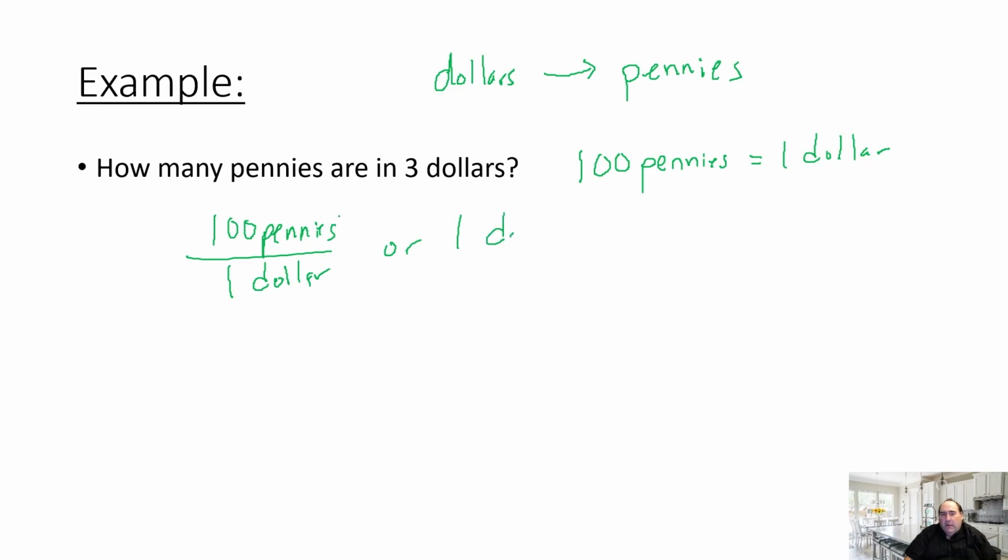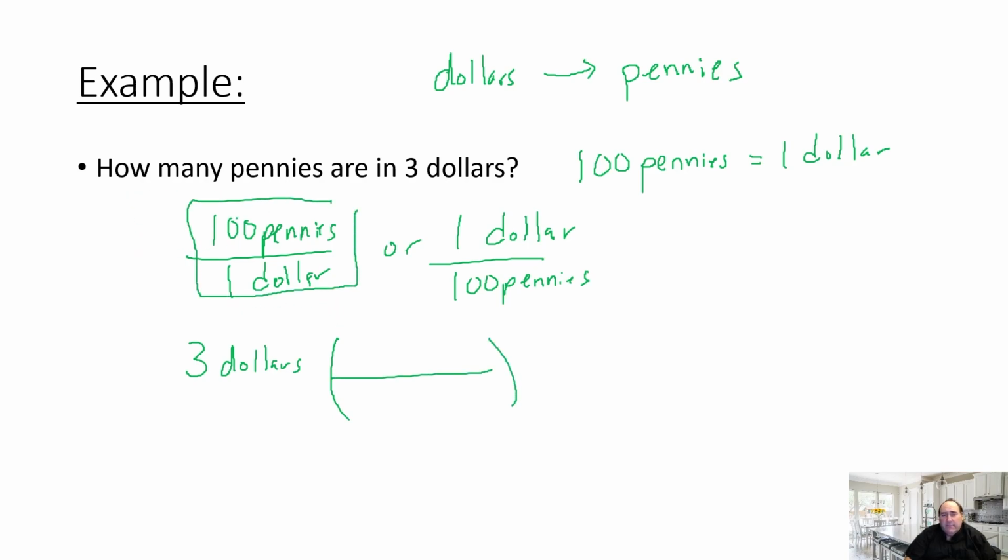Or we could have $1 over 100 pennies. So starting with what was given to us, which is $3. Once again, dollars are up on top. So opposites to cancel means we are going to use this conversion factor here. Up on top would go our 100 pennies. On the bottom would go $1. Dollars will cancel, and that would get us something like 300 pennies here.